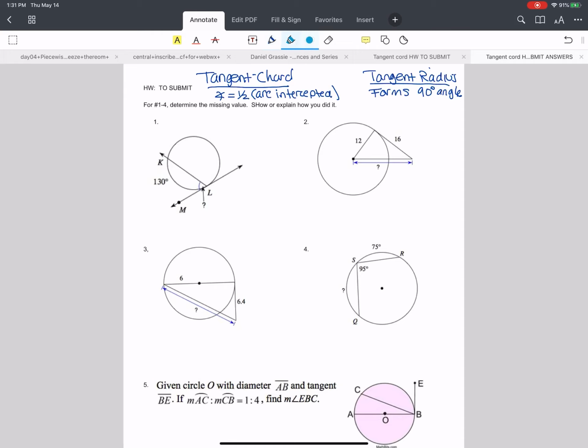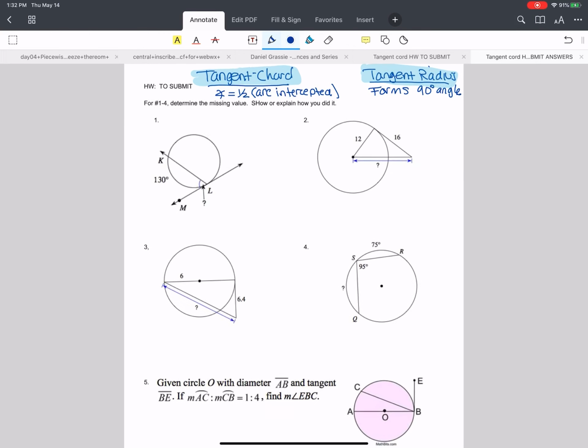So there are two basic theorems that there's a focus on, and that's the tangent chord theorem and the tangent radius theorem. And the tangent chord, it's half the arc intercepted, and the tangent radius theorem is that it's making a 90-degree angle. The tangent chord is kind of like the inscribed, it's similar to the inscribed angle theorem. So I'm just going to make a note of that. Okay? And that's that information.